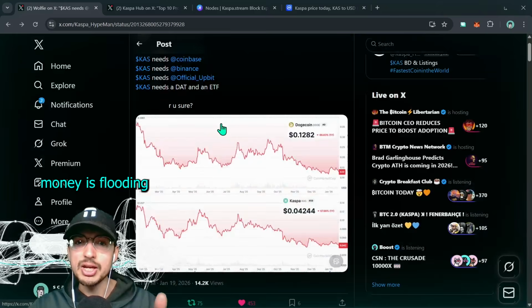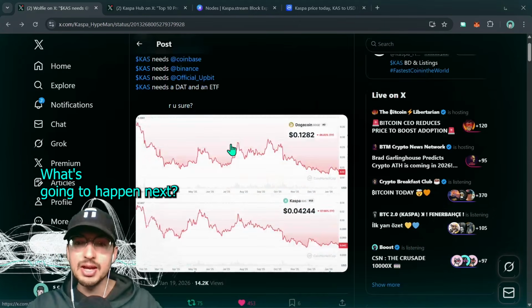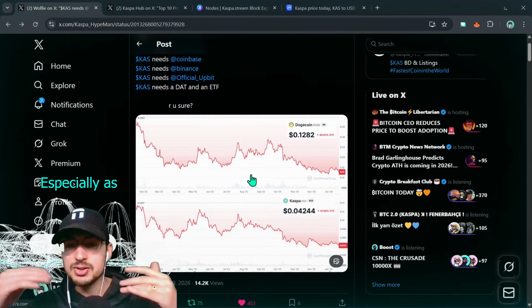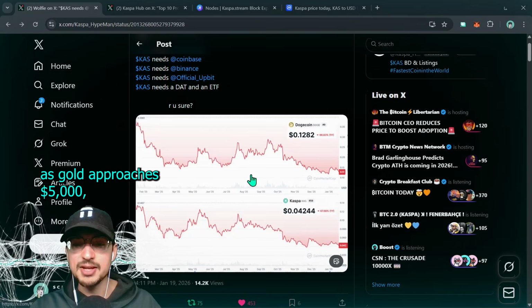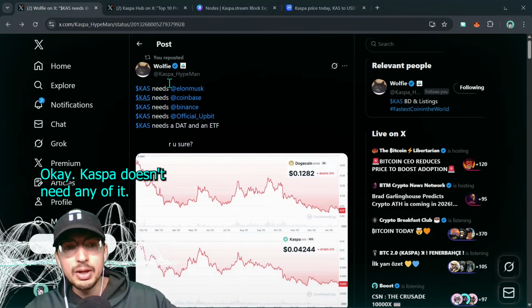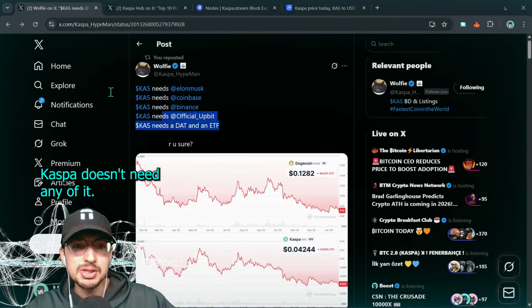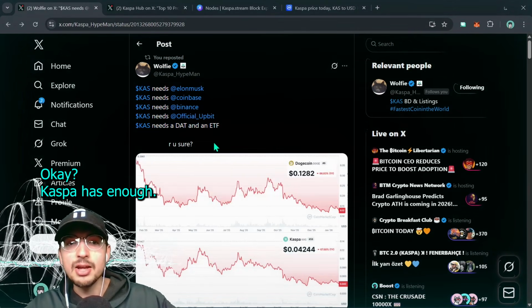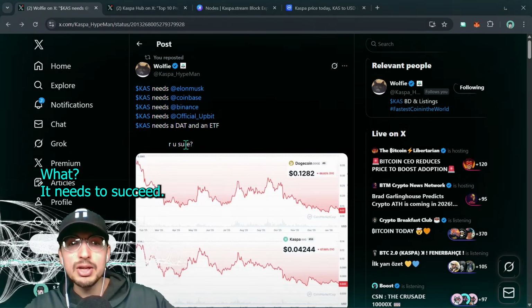Money is flooding to gold, flooding to silver. What's going to happen next, especially as gold approaches $5,000, especially with silver approaching $100? You already know. Okay, Kaspa doesn't need any of it. Kaspa has enough. Kaspa has more than enough of what it needs to succeed.